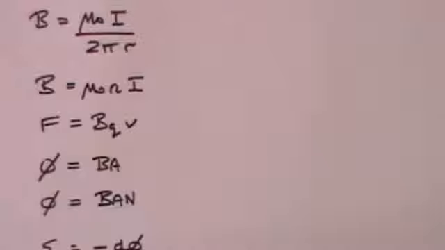Then we define magnetic flux as the amount of a magnetic field going through a particular area, so phi equals BA. Where you have a solenoid, the flux linkage is BAN, where N is now the number of turns in the solenoid. Where you have a changing flux, you generate an EMF, electromotive force or voltage, and that will equal minus d phi by dt, which is the rate of change of flux.